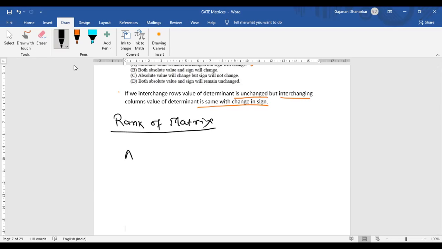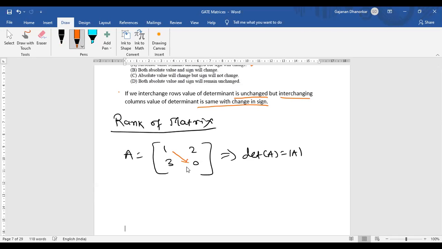Suppose I have this matrix A, 1, 2, 0. I am taking this matrix. What is the determinant of this matrix? How will you find it? Minus 6, sir. Yes, minus 6. Multiply this, minus this. We are finding this determinant. The determinant of this matrix A is equal to 1 into 0 minus 2 into 3, which is equal to minus 6. The determinant of this matrix is minus 6.